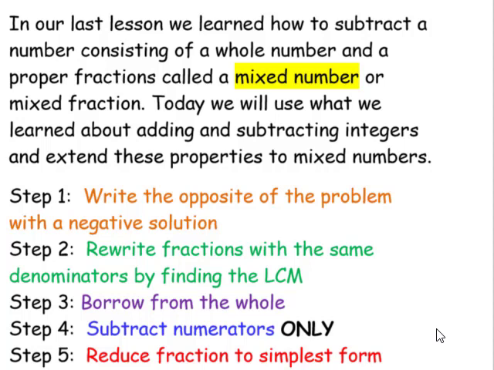Step 1, we're going to write the opposite of the problems with a negative solution. Step 2, rewrite fractions with the same denominator by finding the LCM. Step 3, borrow from the whole. Step 4, subtract numerators only. And step 5, reduce fractions to simplest form.